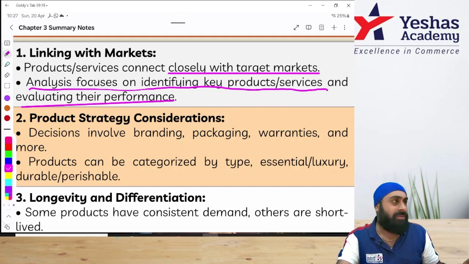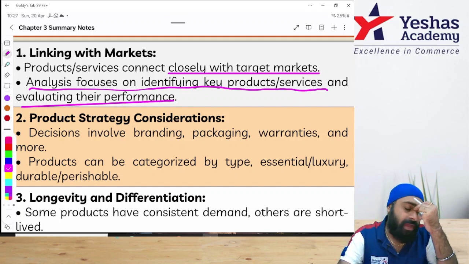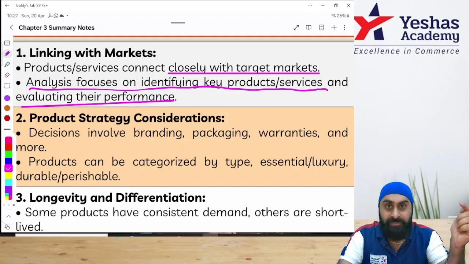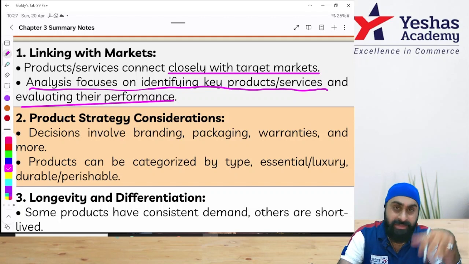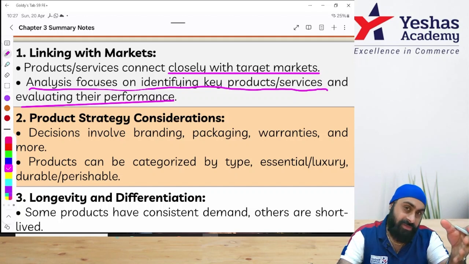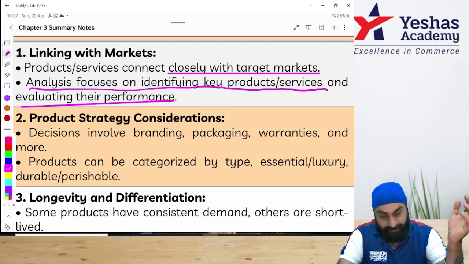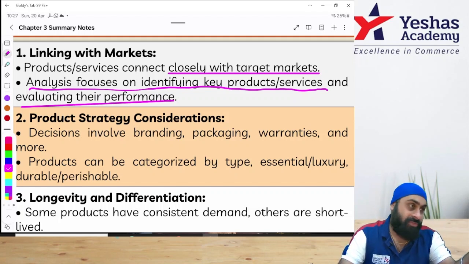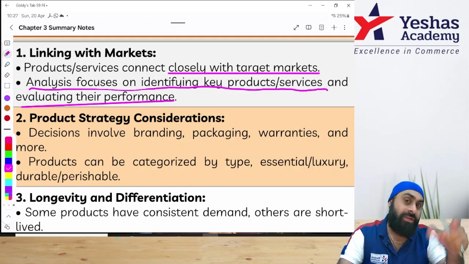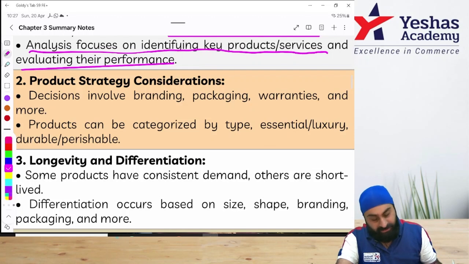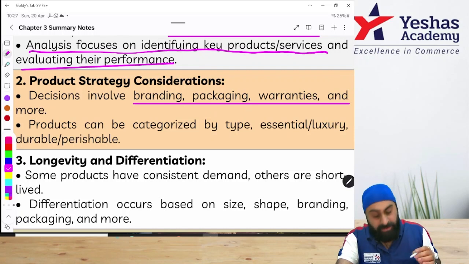A lot of people, have you seen that Chinese guy? I'm an Asian guy, to be very honest with you. There's a reel on an Asian guy. He buys a product which is trending a lot in the market and gives you an honest review on whether that product is a gold product or a waste product, or they're making a fool out of you. Basically, companies can make a fool out of you only once, but they cannot keep on doing it. So it's very important that your product links with the market. Second, product and services consideration: decisions involving branding, packaging, warranty, and more are very important.